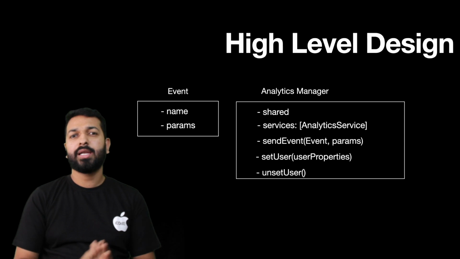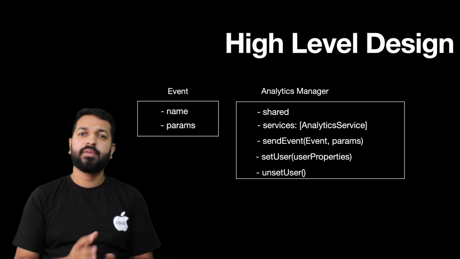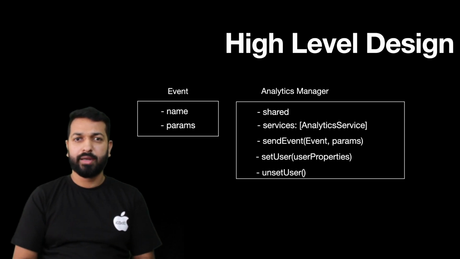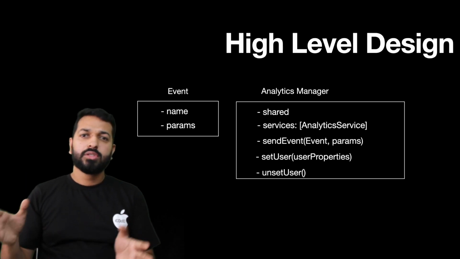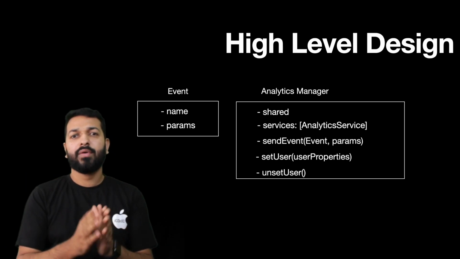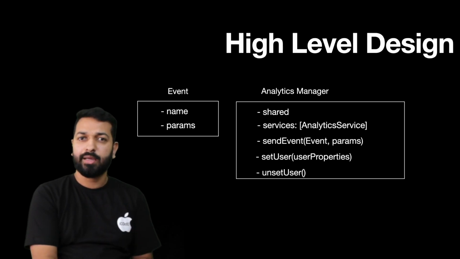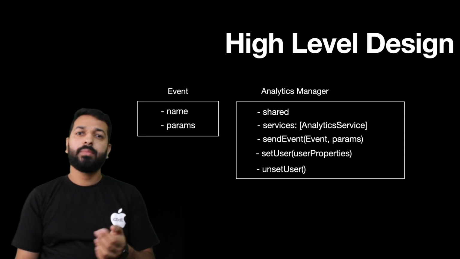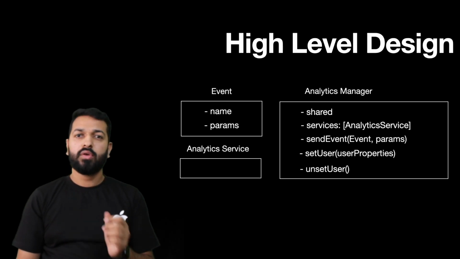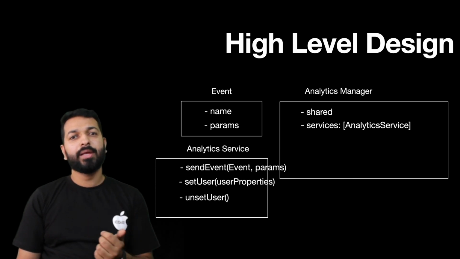Now what will this analytics service be? We know that it will be one of the third parties, but how will it look in our code? Because we can't keep the structure different for each of the analytics service providers. We can't keep it different for Amplitude, we can't keep it different for CleverTap. So we need a contract, we need a common implementation so that it is easy to replace at the time of testing. And for that, we'll need an entity, a protocol I should say, that will be our analytics service.